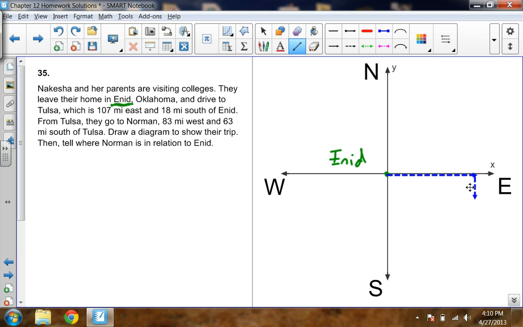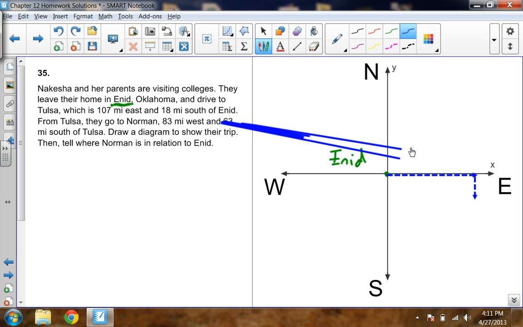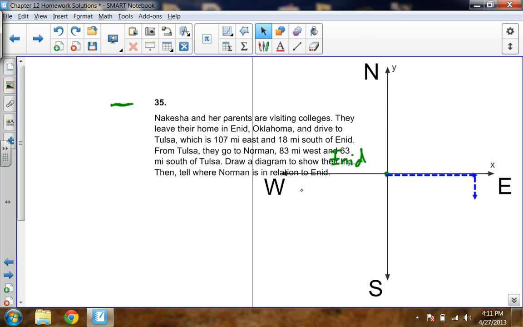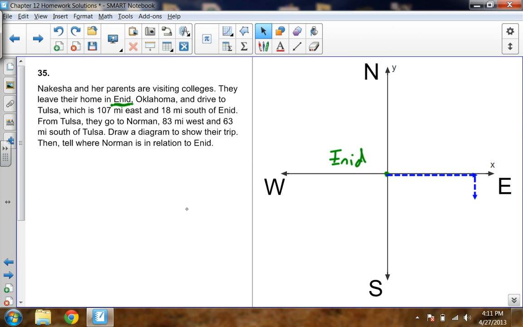So first they drove 107 miles east. Oh, there must be something on my screen. One second here. Something might get messed up. I'm just wiping it around. All right. First they drove 107 miles east.